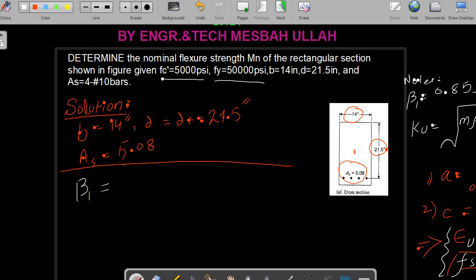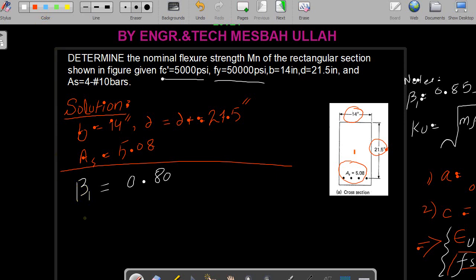If you use that equation by plugging in the f'c value of 5,000 psi, you will get the value of beta 1 as 0.80, right? So this time you have to use beta 1 equals 0.80. After finding the value of beta 1, we need to find the value of a.